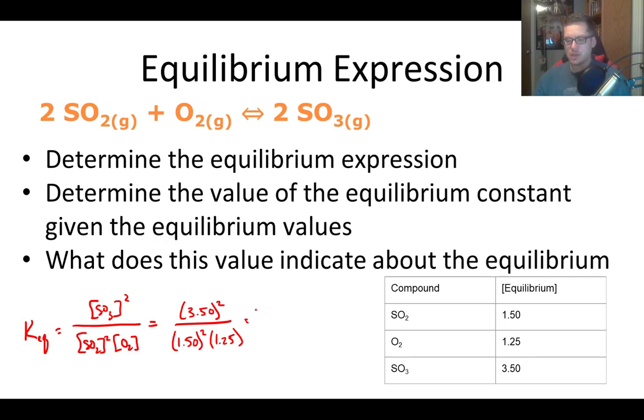All right, and let's see what happened. We have 3.5 squared divided by 1.5 squared times 0.25. All right, so you should get 4.36.